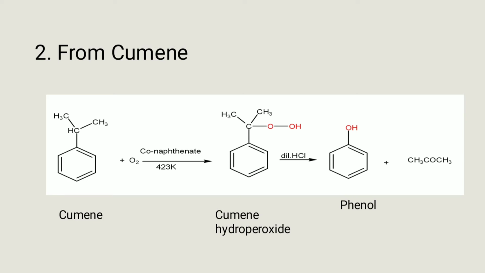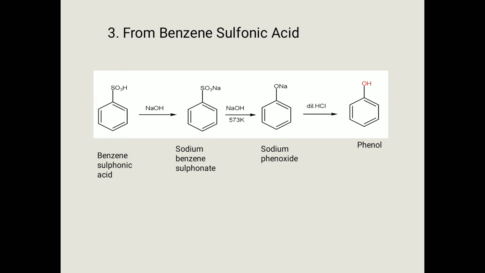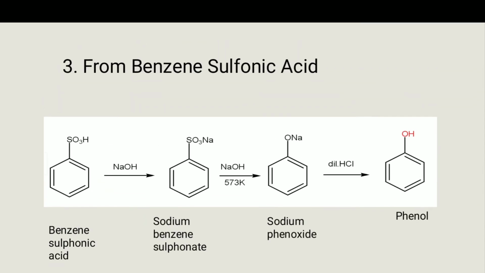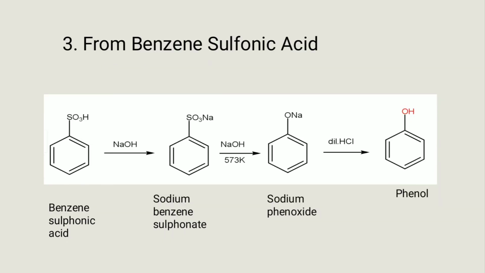So here this part gets converted into acetone by rearrangement, and this OH comes to the ring and phenol is formed. Then let's see the next preparation. Next is from benzene sulfonic acid. So benzene sulfonic acid is first treated with sodium hydroxide. So H is replaced by sodium.